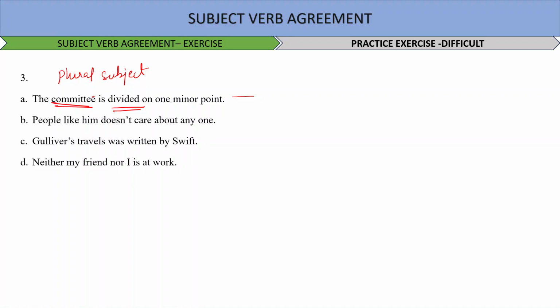Gulliver's Travels was written by Swift. Neither my friend nor I am at work. So D is incorrect, B is incorrect, and A is incorrect. The only correct one is option number C. Next question.